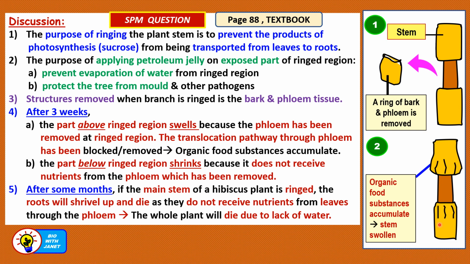So if a tree has been ringed, that means a ring of bark or phloem has been completely removed from its stem, it will die in the end. So instead of chopping down the tree, sometimes if they want to kill the tree, they will just remove a complete ring of bark from the tree.